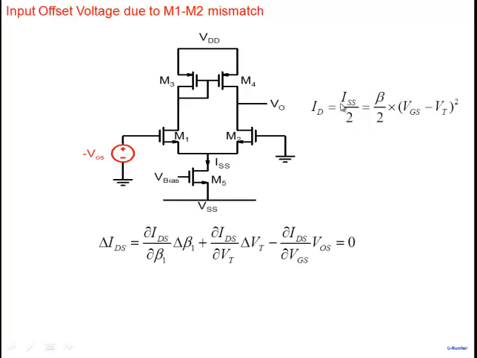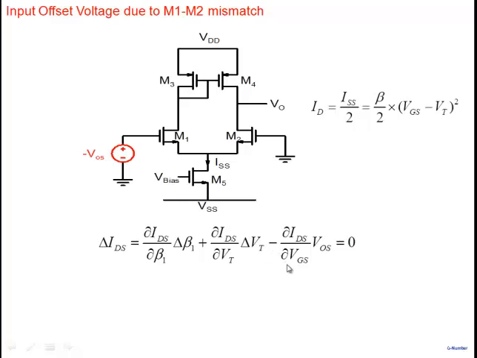So now this is ID, which is IDS equal to beta by 2 times (VGS minus VT) squared. I'm writing delta ID. Note in this overall circuit, delta ID will be delta IDS by delta beta 1 times delta beta 1 here, differential with respect to VT, minus delta IDS by delta VGS times VOS. Correct? This is VGS of this particular transistor here.